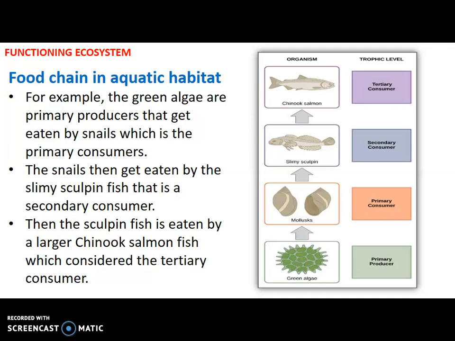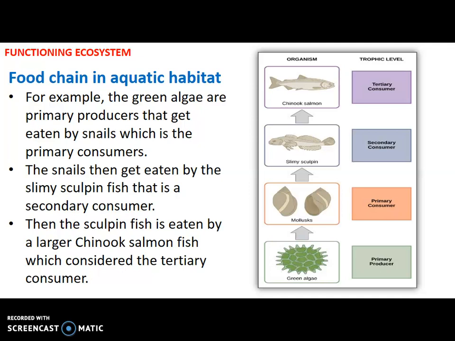In an aquatic habitat, you see that the green algae is being consumed by mollusks. It can be sea crabs, mollusks that are found in the depth of the sea. They will eat this up, and the mollusks will be eaten by the slimy scorpion. The slimy scorpion will be eaten by the Chinook salmon.